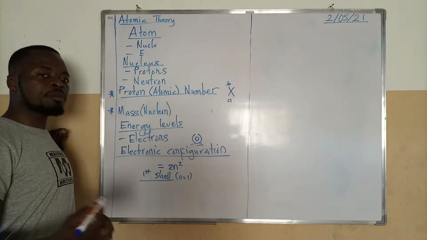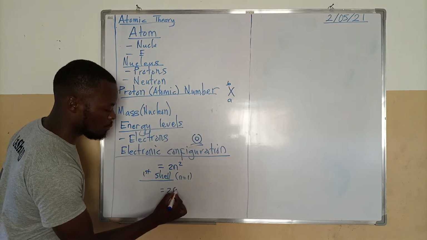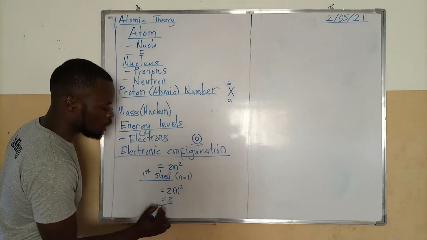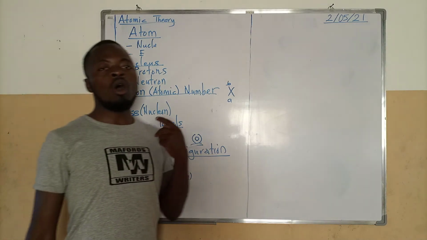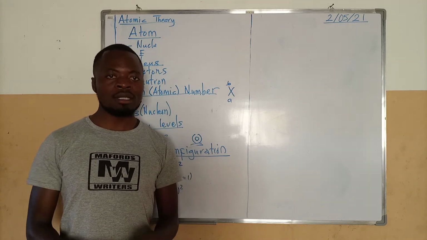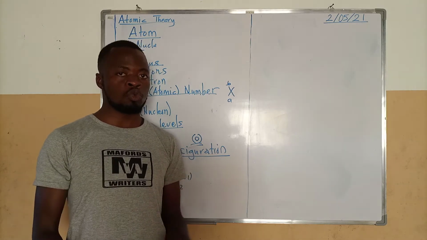So the maximum number of electrons in the first shell will simply be 2 multiplied by 1 squared. So this is giving us 2. So the first shell can hold only 2 electrons as its maximum. So it can have 1, but it cannot exceed 2.